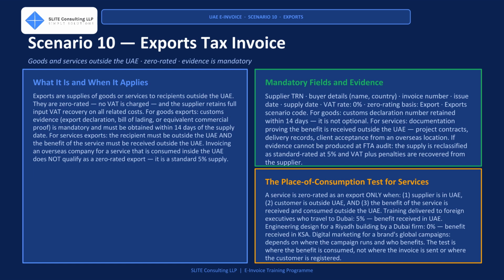The place of consumption test for services. Training delivered to executives who travel to Dubai? 5%. Benefit received in UAE. Engineering design for a Riyadh building by a Dubai firm? 0. Benefit received in KSA. The test is where the benefit is consumed, not where the invoice is sent.